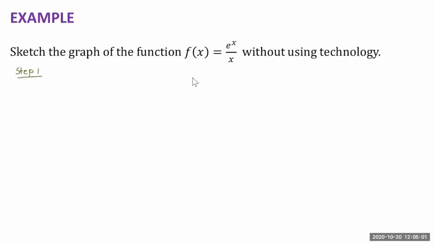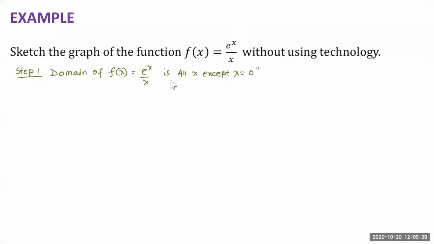Step 1, we have to find the domain of f of x equal to e to the x over x. You know that this function, e to the x over x, is well defined for all values of x except x equal to 0. If you plug in 0, the denominator will be 0, and you cannot define that. So the domain of the function is all x except x equal to 0.